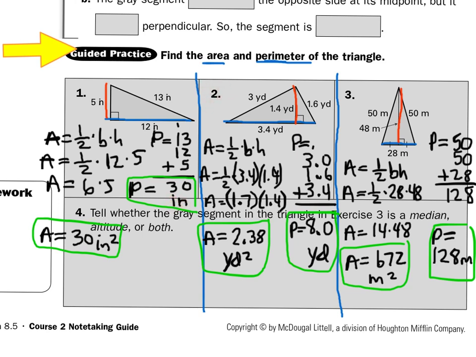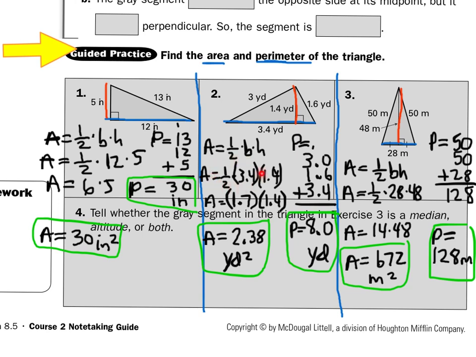Okay, take a look at number 2. The area is 1/2 times the base times the height. So with your blue pen, make the base blue. That's 3.4 yards. And with your red pen, make the height red. That's 1.4 yards. And plug in the numbers. So area equals 1/2 times 3.4 times 1.4.